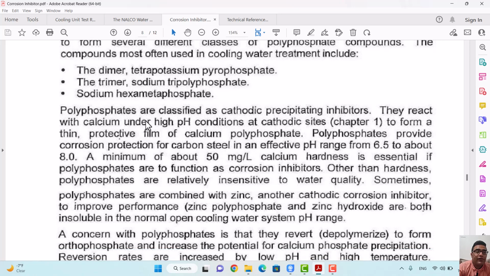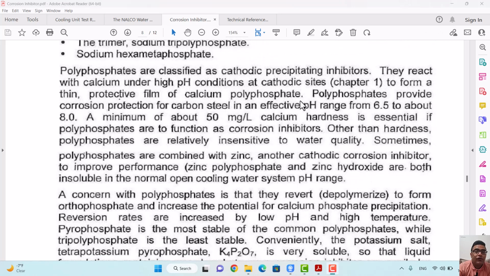Polyphosphates are classified as cathodic precipitating inhibitors. They react with calcium under high pH conditions to form a thin protective film of calcium polyphosphates. Polyphosphates provide corrosion protection for carbon steel in an effective pH range from 6.5 to about 8. A minimum of about 50 ppm calcium hardness is essential if polyphosphates are to function as corrosion inhibitors.